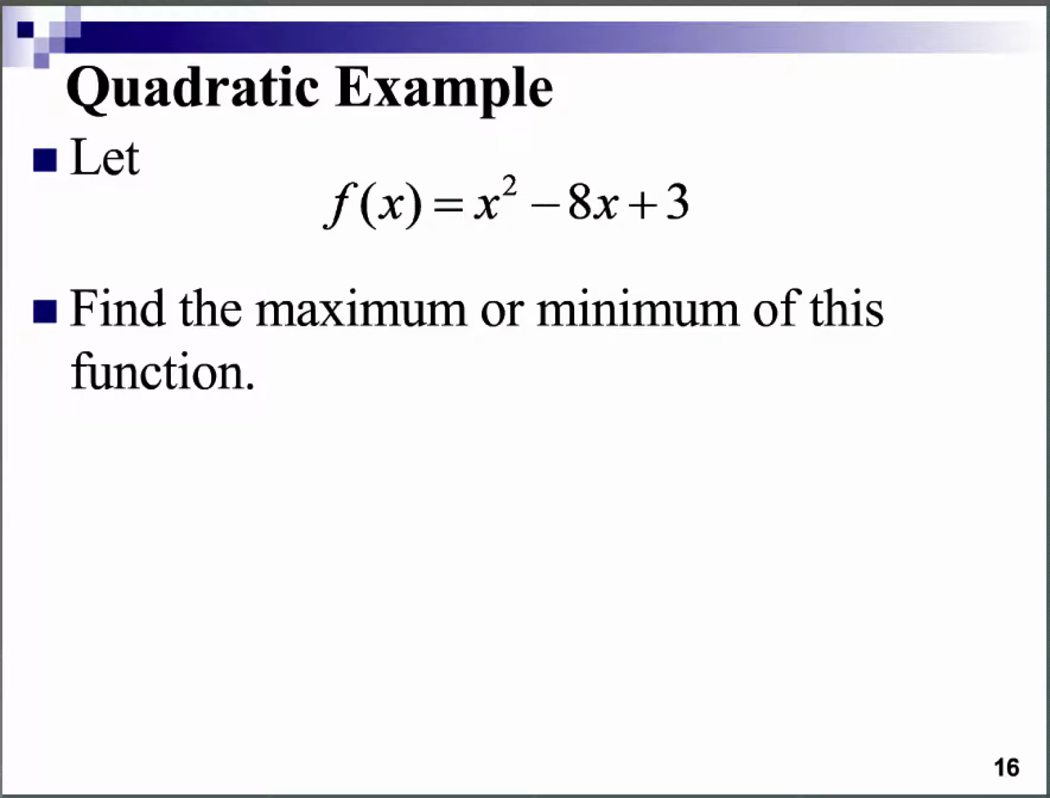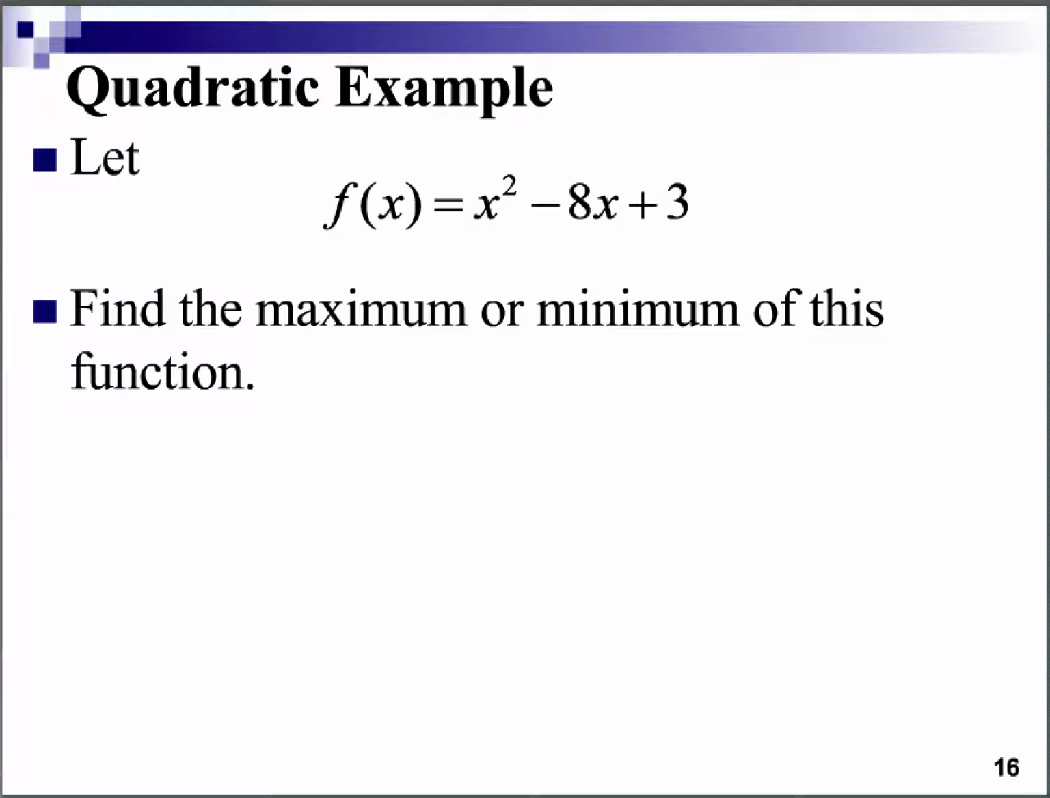So let's take a look at a very simple example of how we could apply the first derivative test to a function. We're going to use a simple quadratic function. So if you remember the graphs of parabolas, which correspond to quadratic functions, you might remember that the leading coefficient on the x squared term, the number in front of the x squared, tells you about whether or not the parabola opens up or opens down.